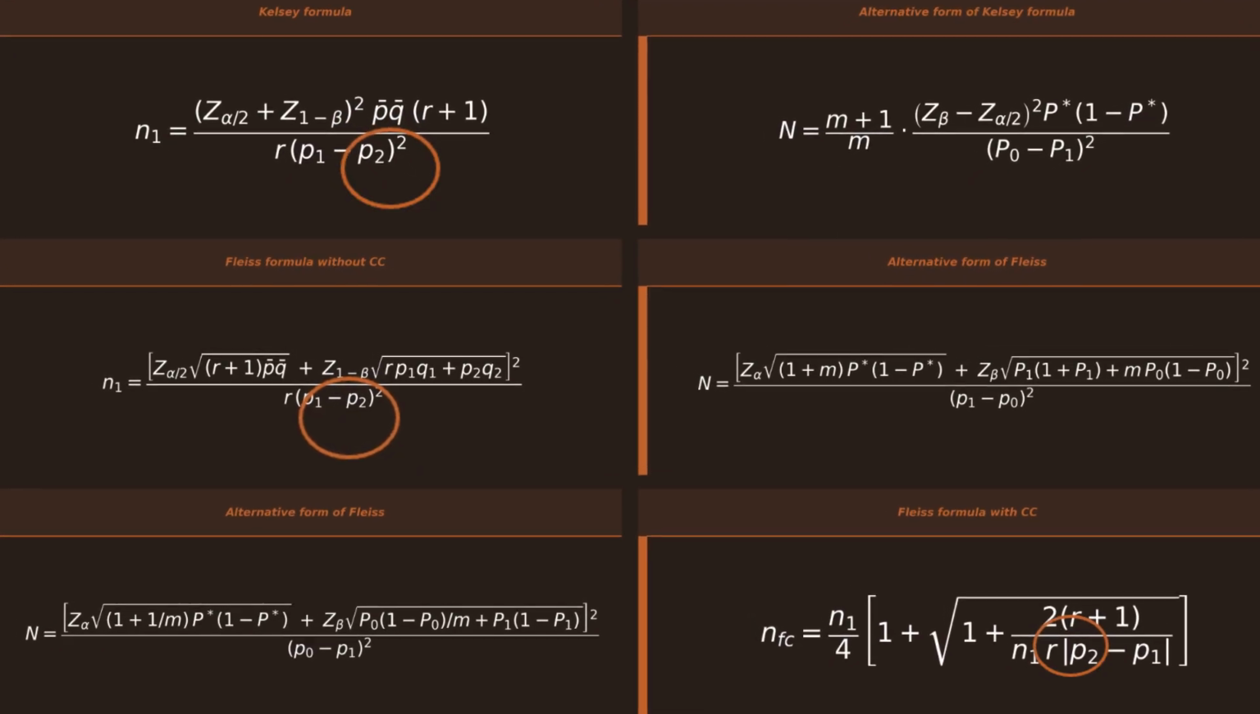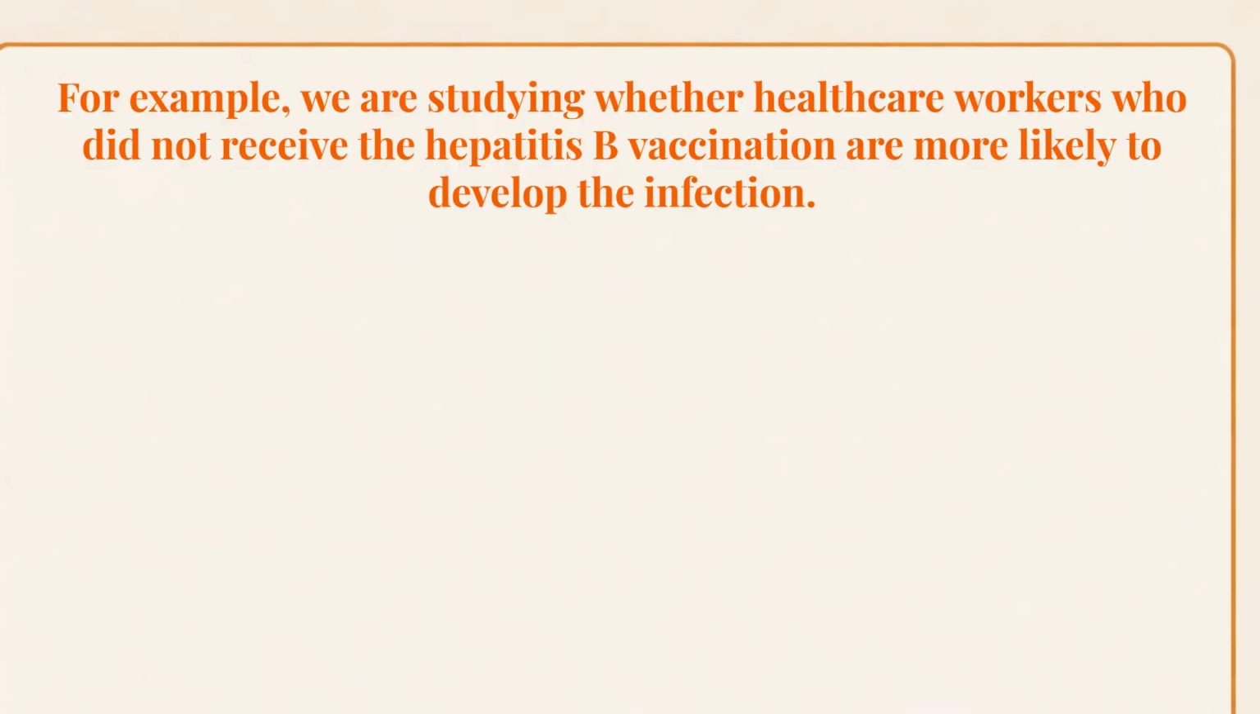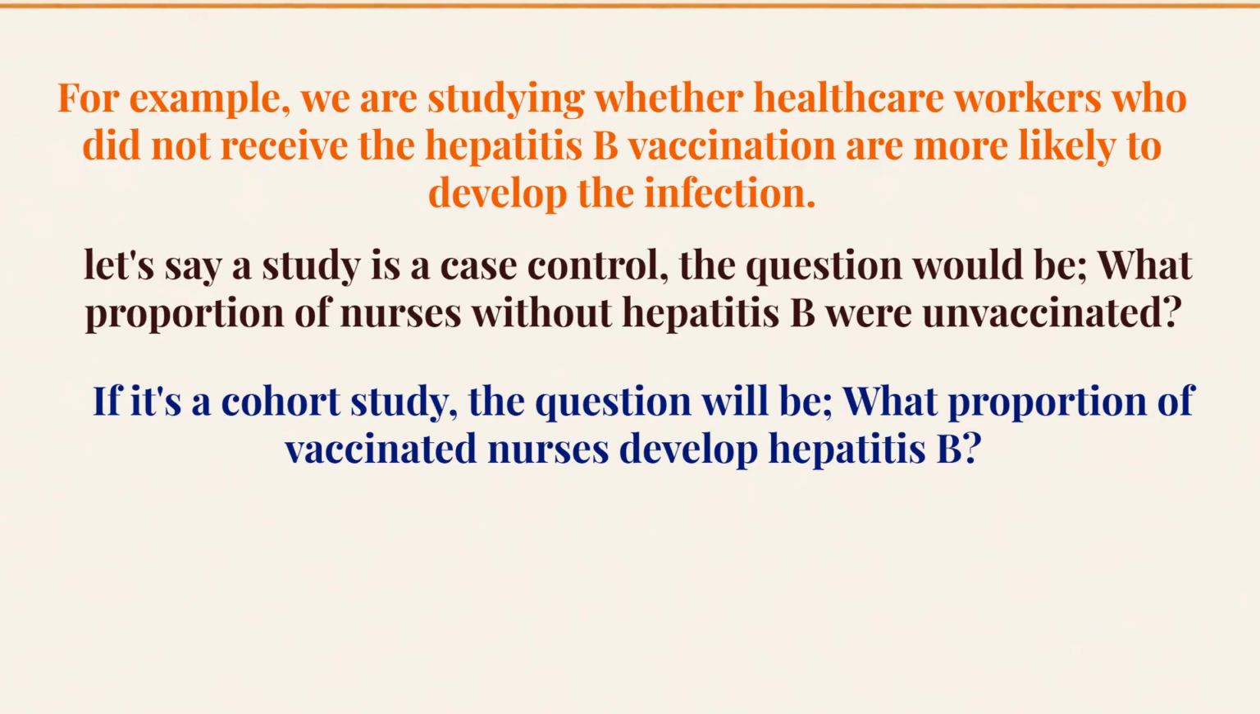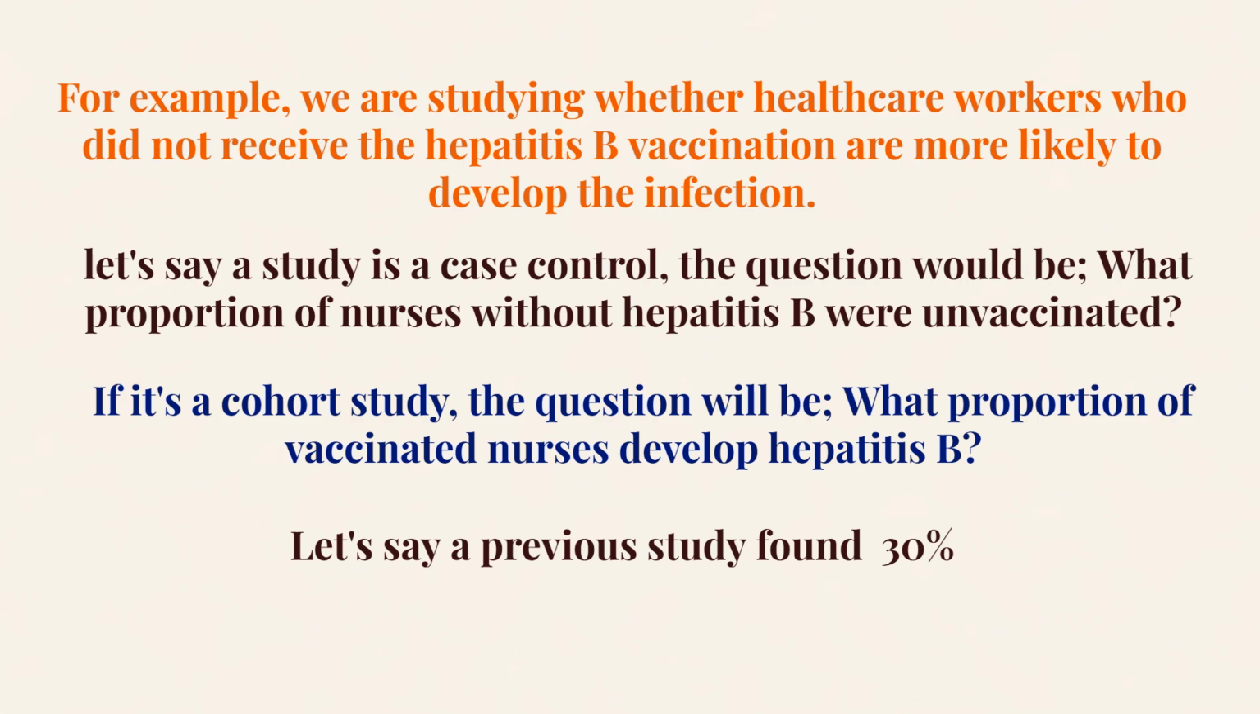Now the P2 is your comparison group, the healthy group in a case control or the unexposed group in a cohort study. Let's say your study is a case control study. The question would be: what proportion of nurses without hepatitis B were unvaccinated? If the study is a cohort study, the question would be: what proportion of vaccinated nurses developed hepatitis B infection? So let's say a previous paper found 30%. You're going to convert that to proportion, and then it's going to be 0.3, and that 0.3 is what you are going to use in your calculation.